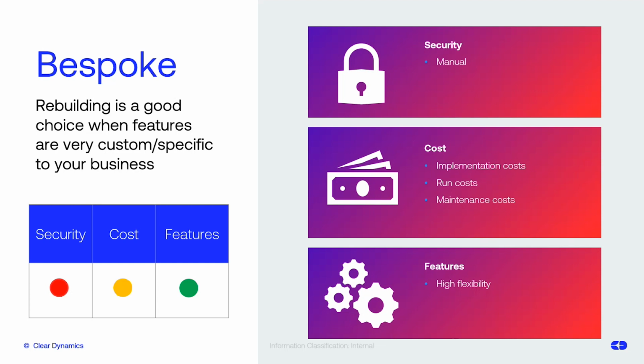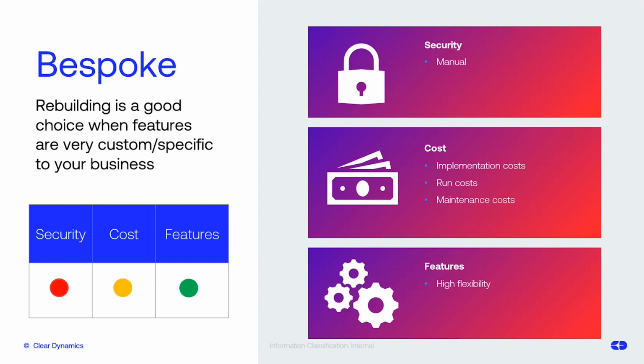Now, features is where bespoke really shines. For a bespoke build, obviously you get to choose those features, and you've got really, really high flexibility around what kind of features you want and what kind of features you can build. And those features can continue to change with you over time, because you've built them into the system. The system can continue to be bespoke built and customized to your needs.